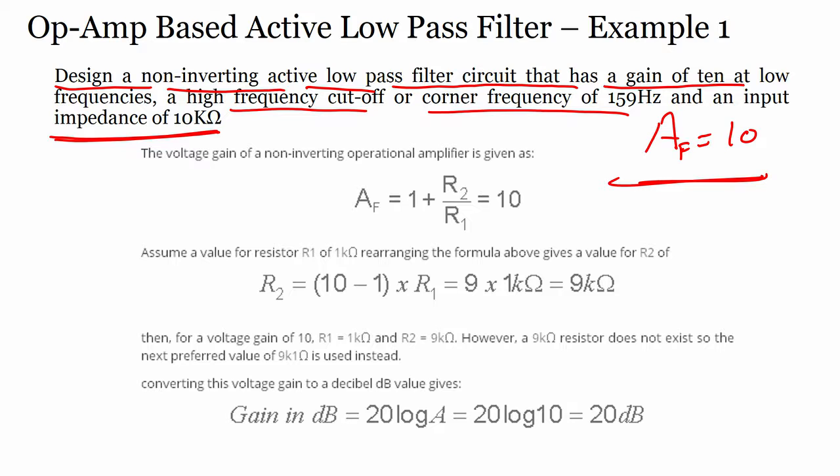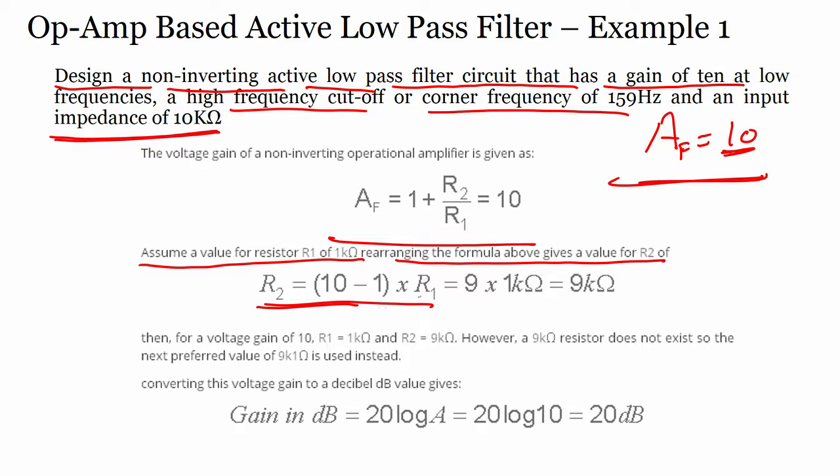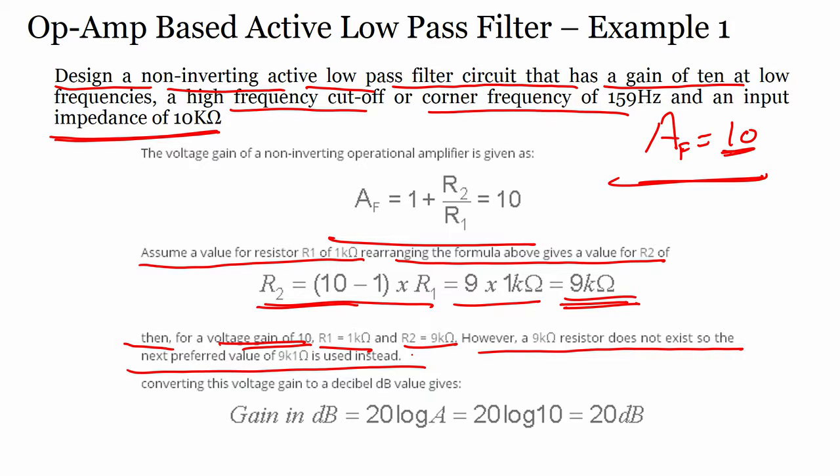What is AF for non-inverting? AF equals 1 plus R2 by R1, which is given, which is 10. Now, assume a value of R1 to be 1 kilo ohm. Rearranging the formula, R2 will be 10 minus 1 into R1, or 9 into R1, which is 9 kilo ohm. So I have R1, which I assumed as 1 kilo ohm, and R2, which I got as 9 kilo ohm. For a voltage gain of 10, R1 is 1, R2 is 9, however a 9k resistor does not exist. So, the next value is 9k 1 ohm.